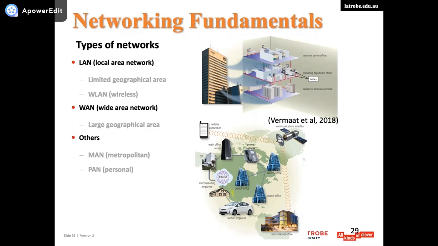And there are some other types of networks. First is called a MAN, a metro area network. It means that it's a subset of the WAN in the city size. Or there's another type of network called the PAN, personal area network. This kind of network is used in some very special cases, so we won't go into details on this type.